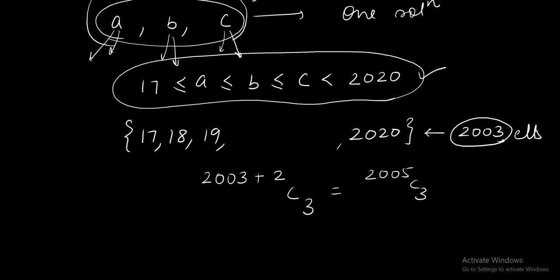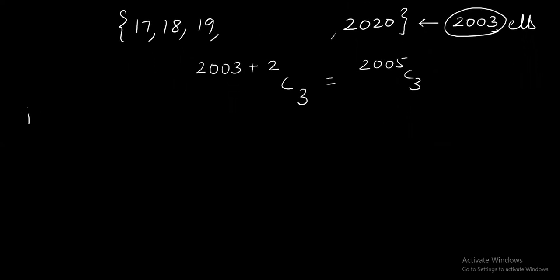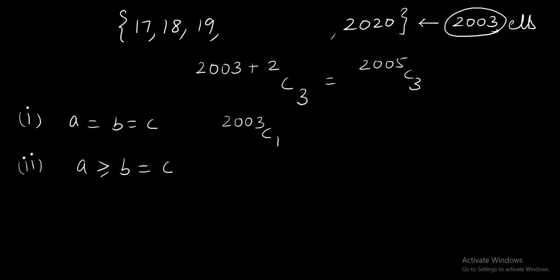But let me elaborate a little on how we got this answer, so that is why I'm writing the cases. First case, we can assume that we are taking A equal to B equal to C. So A equals B equals C means out of 2003, you just need to select one entry. All of them are equal. Second situation can be A greater than B, but B equals C. So A greater than B equals C means out of 2003, I actually have to select two elements. The greater one will be A, the smaller element will be B. So it can be arranged in only one way.